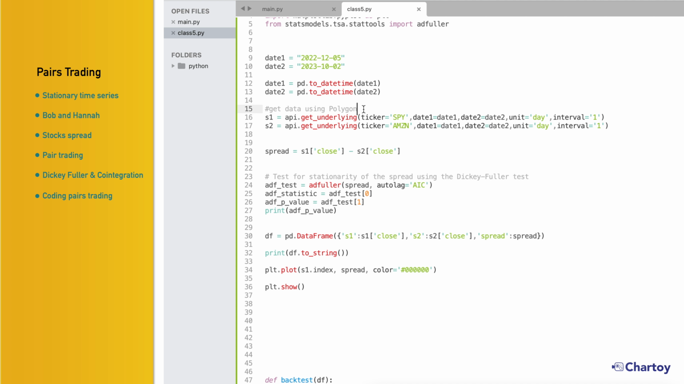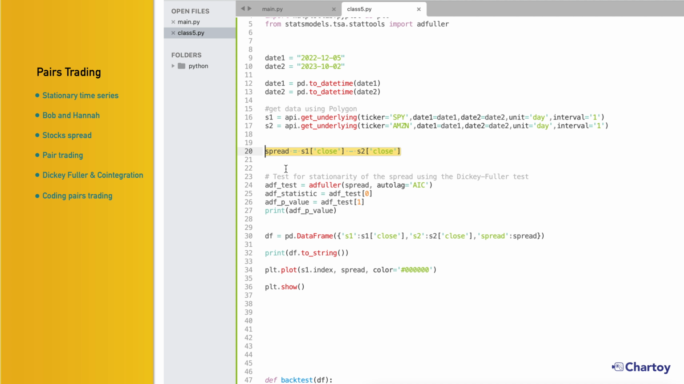We have S1 and S2, two stocks, and we are using the get function that we programmed in the first class, and we give it the ticker. In this case, we will use SPY and AMZN, which are the tickers we used in the sketchboard. We will provide the dates period, the unit and the interval. In this case, we are going to use a daily interval, which means the close price of every day.